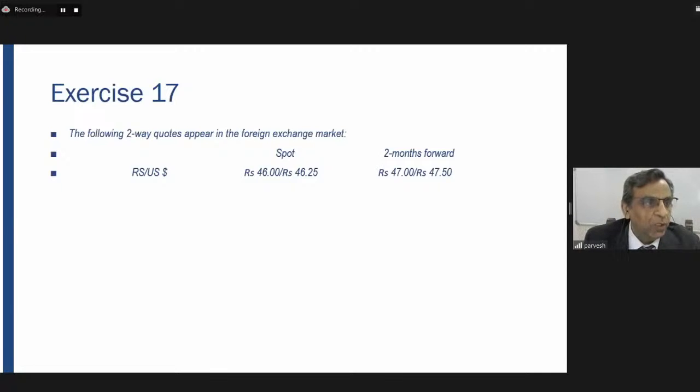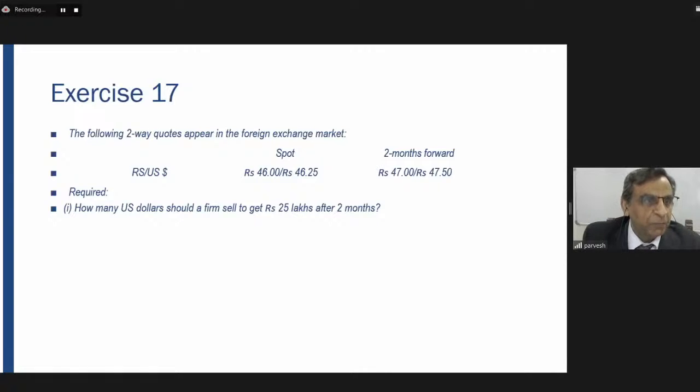If you look at the quote, this is a reverse notation because it is given as rupee dollar. It should actually have been dollar rupee. So we should treat this as $1 equal to 46 and 46.25, and similarly for the 2 months forward contract. What is required is how many dollars a firm should sell to get 25 lakhs after 2 months. So we have to look at the 2 month forward rate here.